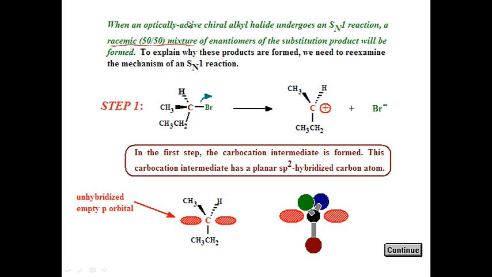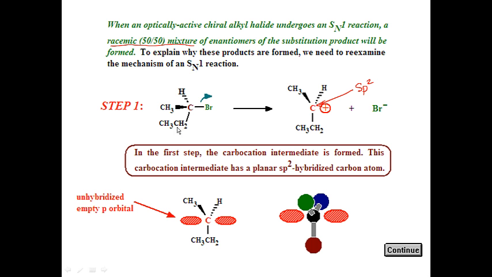Well, in the first step of the mechanism, I'm going to break my carbon-bromine bond and I'm going to form my carbocation. What's the hybridization of that carbon in the carbocation? And remember, we made the analogy to radicals a few minutes ago. So if you said sp2, you're correct.